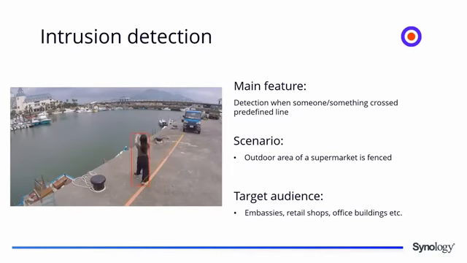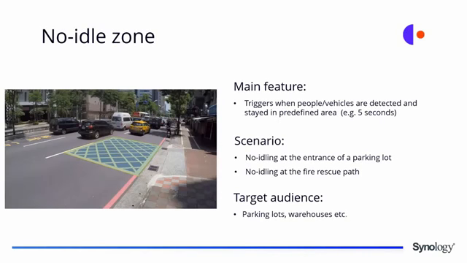The next feature which we are looking at is the intrusion detection. The main feature of the intrusion detection is to detect when somebody or something crosses a predefined line. A scenario and a good use of an intrusion detection could be an outdoor area of a supermarket or an area which you would like to fence off. Target audiences for intrusion detections could be embassies, retail shops, or office buildings.